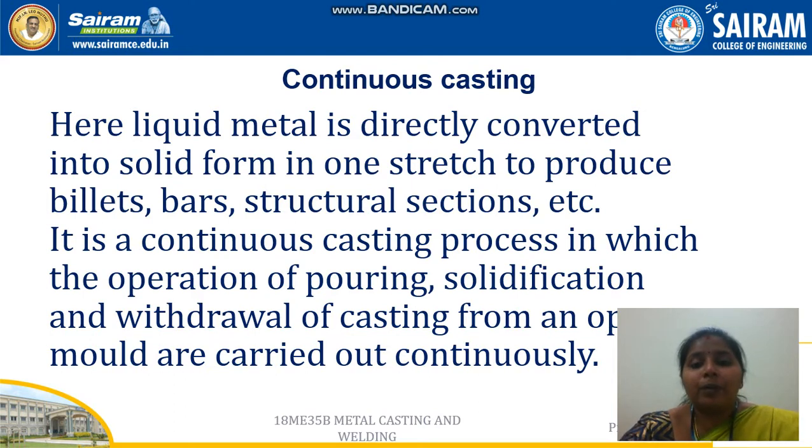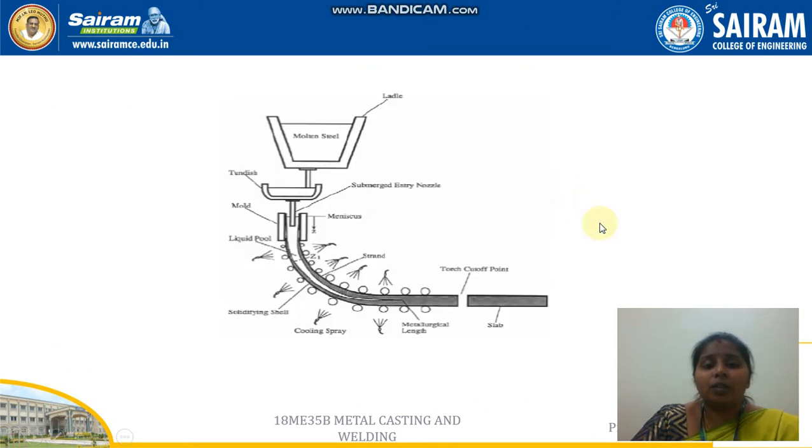Here the liquid metal is directly converted into solid form in one stretch to produce billets, bars, structural sections, etc. It is a casting process in which the operations of pouring, solidification and withdrawal of the casting from an open mold are carried out continuously. Since all the processes are done continuously, it is called a continuous process.